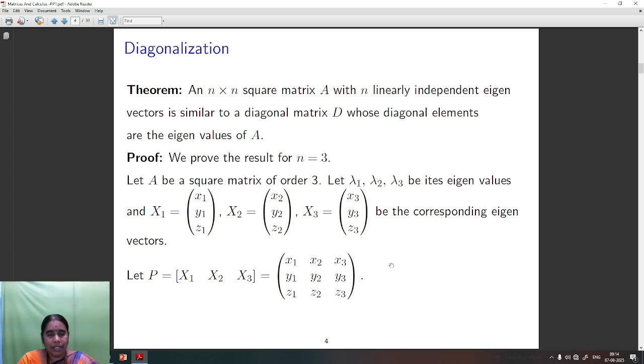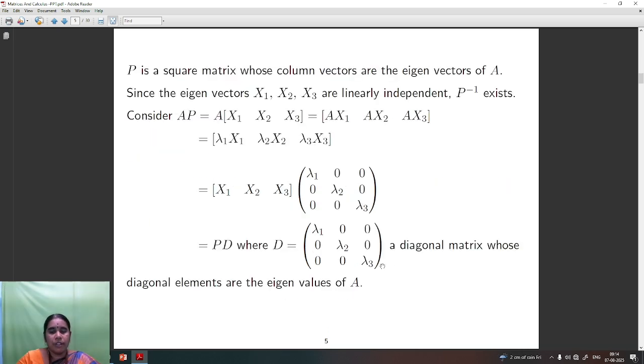Now let us calculate the matrix P. P is nothing but X1, X2, X3. I am combining all the eigenvectors of the eigenvalues, where P is a square matrix whose columns are nothing but the eigenvectors. Now consider AP, A into P. That is AX1, AX2, AX3, which is nothing but lambda 1 X1, lambda 2 X2, lambda 3 X3. On multiplying this, we have X1, X2, X3 into the diagonal matrix with lambda 1, 0, etc., which is nothing but P into D, where D is the diagonal matrix whose diagonal elements are the eigenvalues of the given matrix.